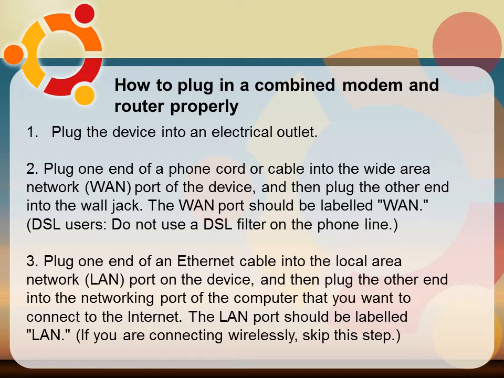Then third, plug one end of an Ethernet cable into the local area network, or the LAN port on the device, and then plug the other end into the networking port of the computer that you want to connect to the internet. The LAN port should be labeled. For example, if you are connecting wirelessly, skip this step.